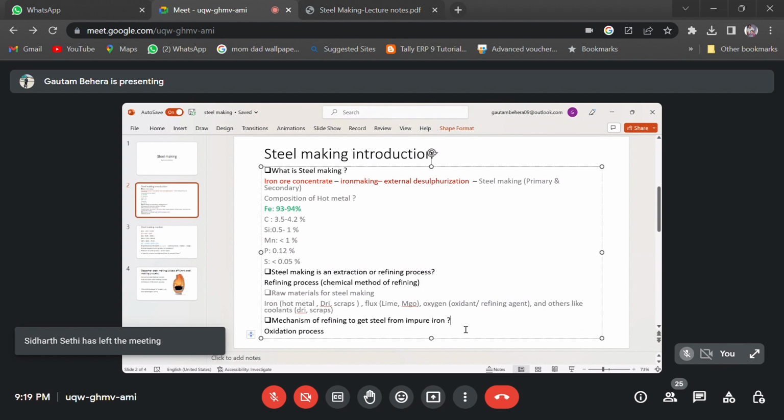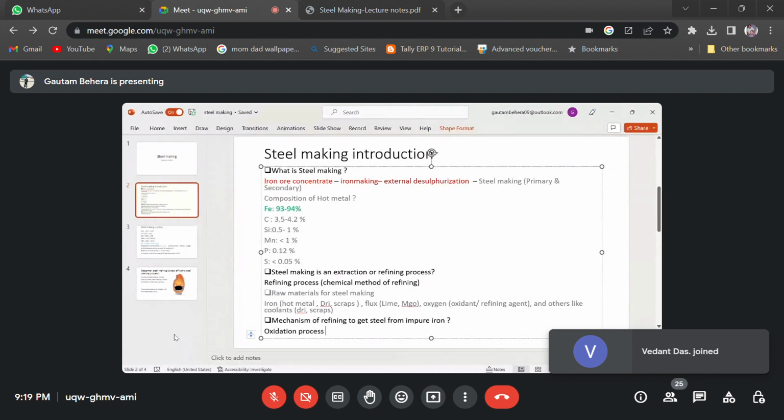So now, the mechanism of refining to get steel from impure iron. What is the mechanism I told? To get pure iron or to get steel from impure iron, what is the mechanism? Oxidation process, I told simply. Right? Because we are intentionally oxidizing the impurities present in the iron itself. And after oxidation, these impurities form oxides and they react with flux to form slag. Right.